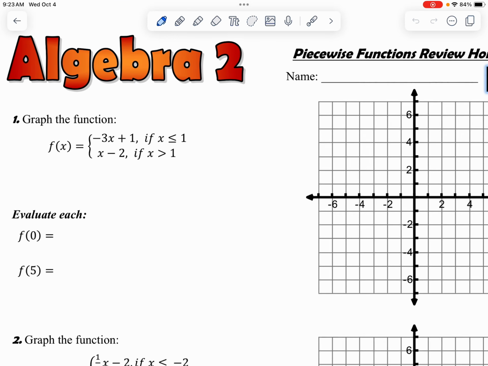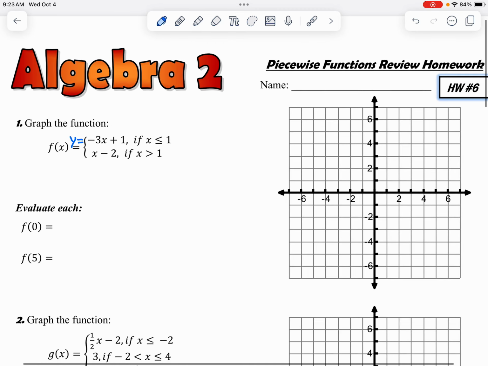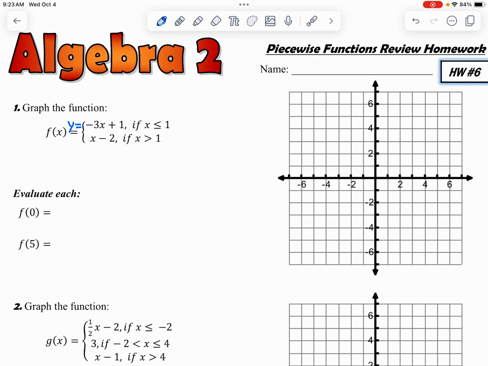So I'm going to start with the top one. Y equals negative 3x plus 1, and we talked about how we want to be using a pencil because we'll probably be erasing some of these dots as we go through this process. So negative 3x plus 1, we know the y-intercept is 1, starting on the y-axis. The slope is negative 3 over 1.